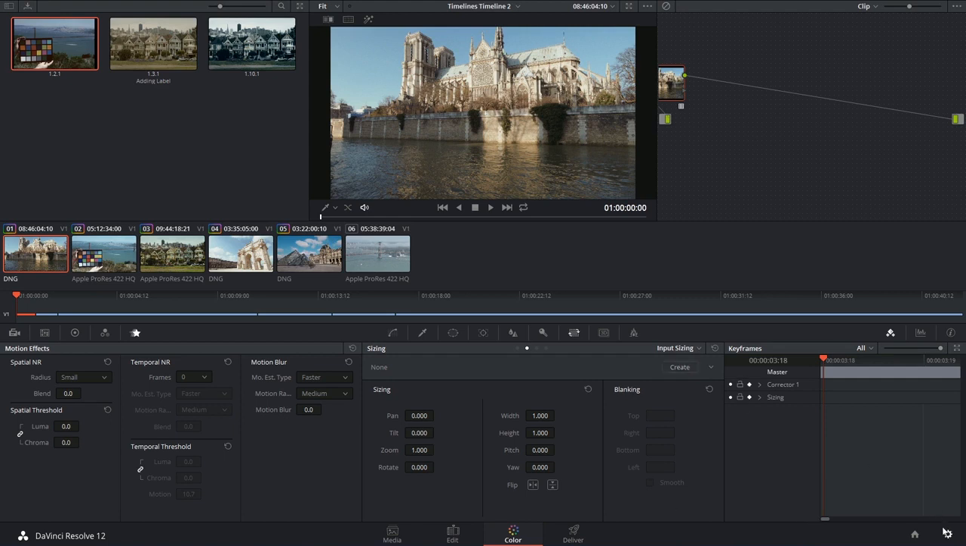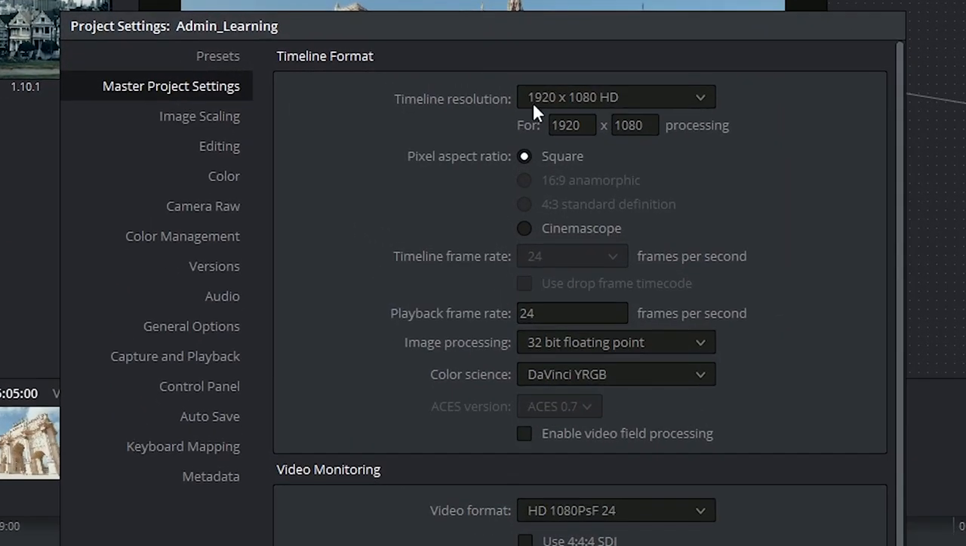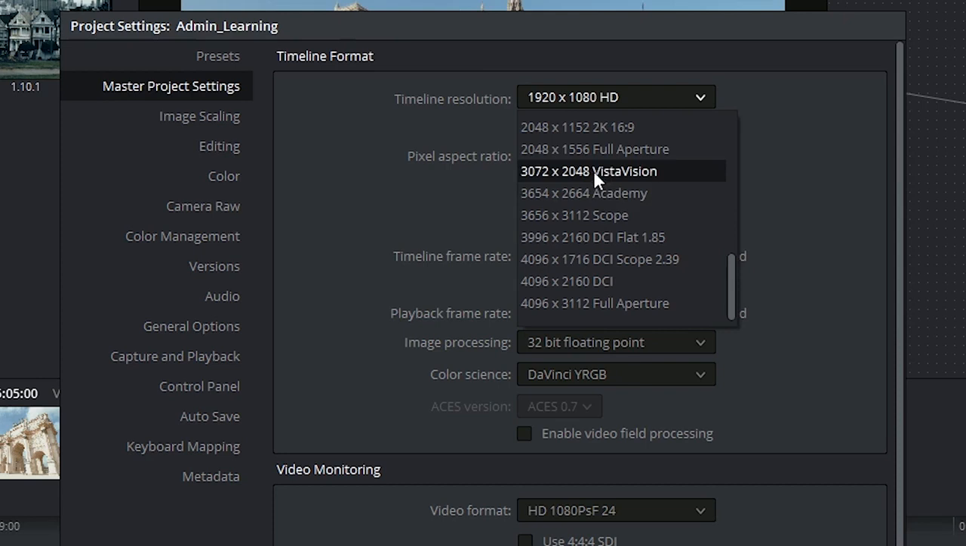If I access my project settings inside of DaVinci Resolve, and inside of the master project settings expand my timeline resolution, I'll find that there's quite a few options for resolutions that are above Full HD, or 1920 by 1080. The one that's of particular interest to me is the one that's 4096 by 2160.